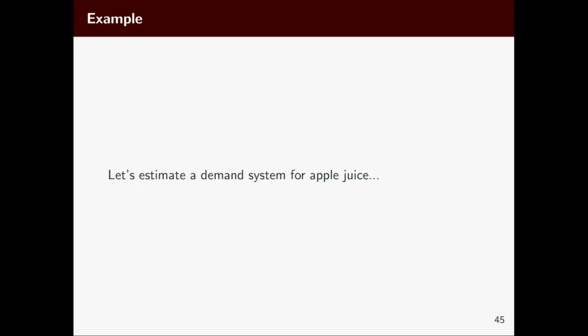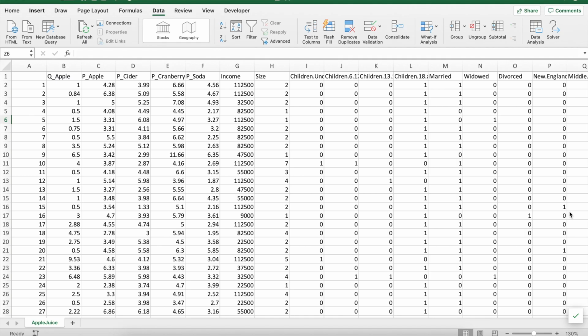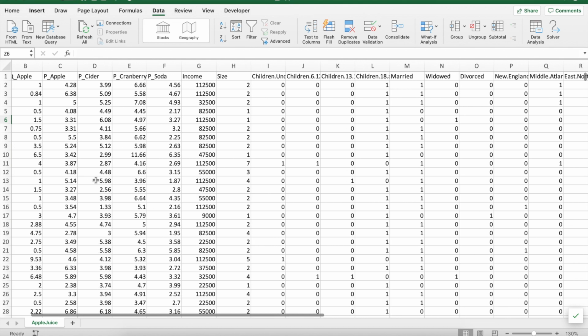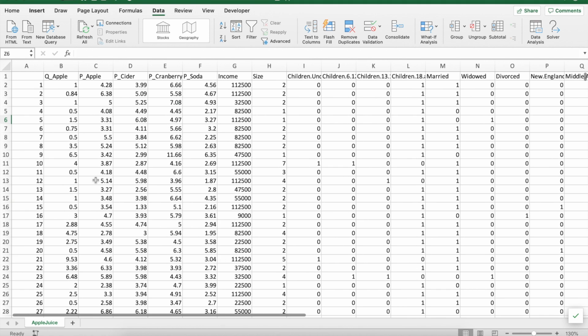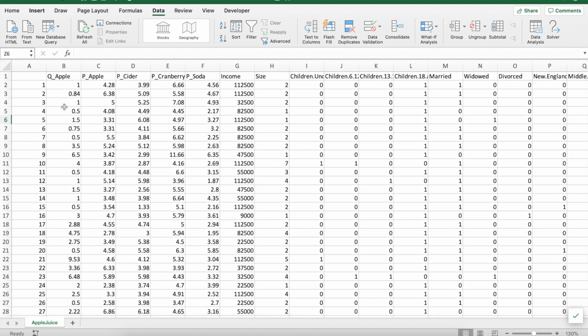Okay, so let's go through an actual example. Again, we're going back to this more simple world where there's probably going to be simultaneity and endogeneity. But let's estimate a demand system for apple juice. So we have demand for apple juice data. Specifically, we have this kind of large data set here of demand for apple juice.